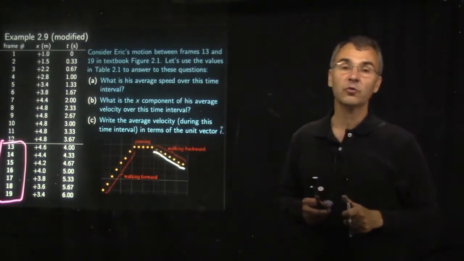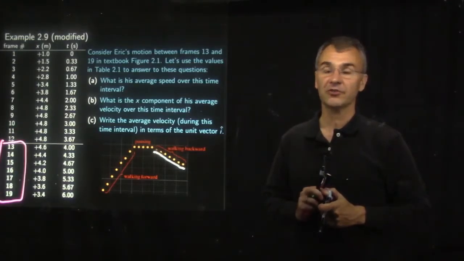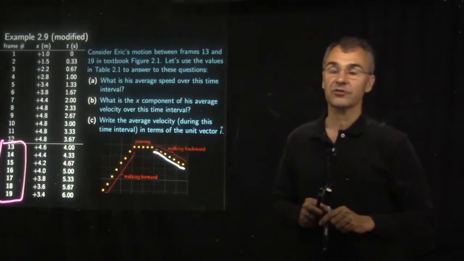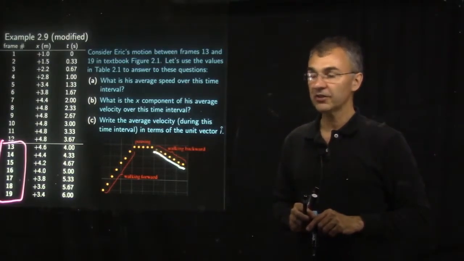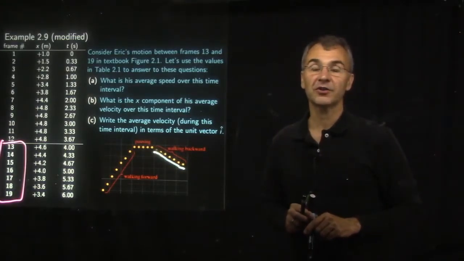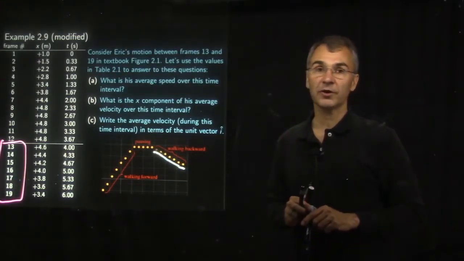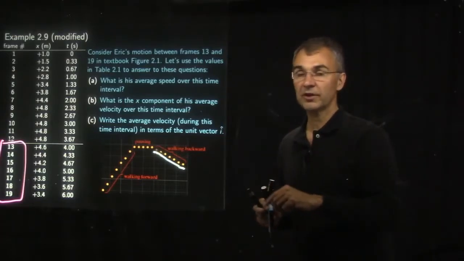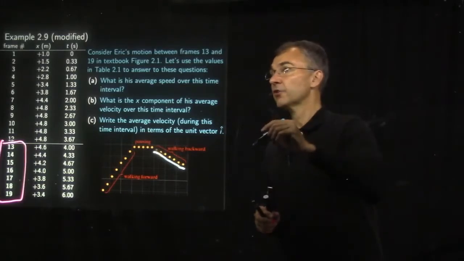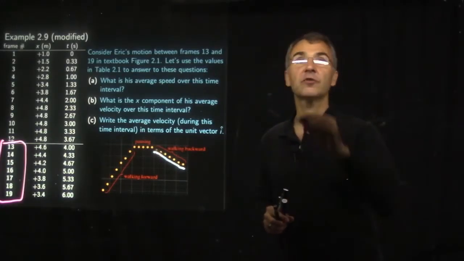One thing you can notice is that it also corresponds to this little segment, and he's always walking backwards, so he does not change direction. He does change direction up here, but this is after he's already changed direction. So he's not changing direction in this interval that we are considering, so we can just take the distance between his starting point and his ending point for the distance traveled. So what is his average speed over this time interval?